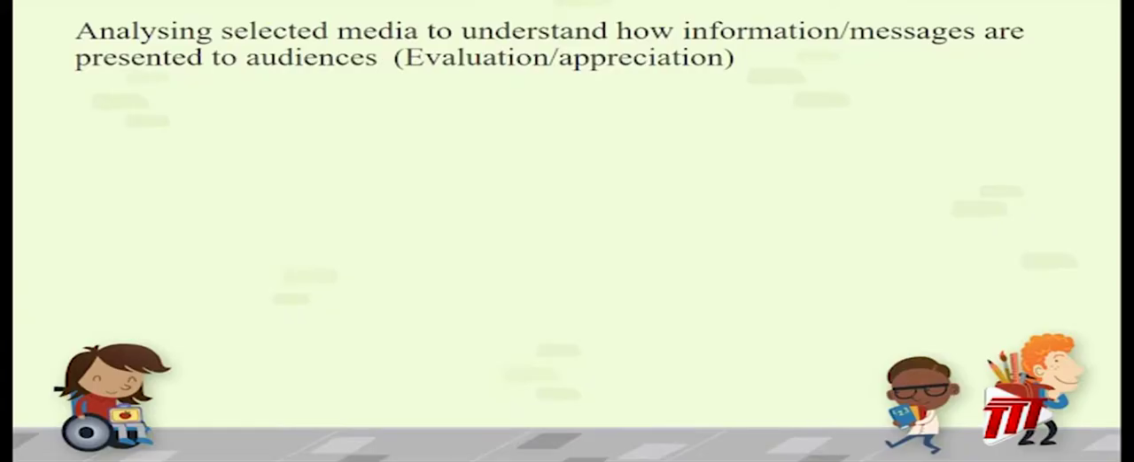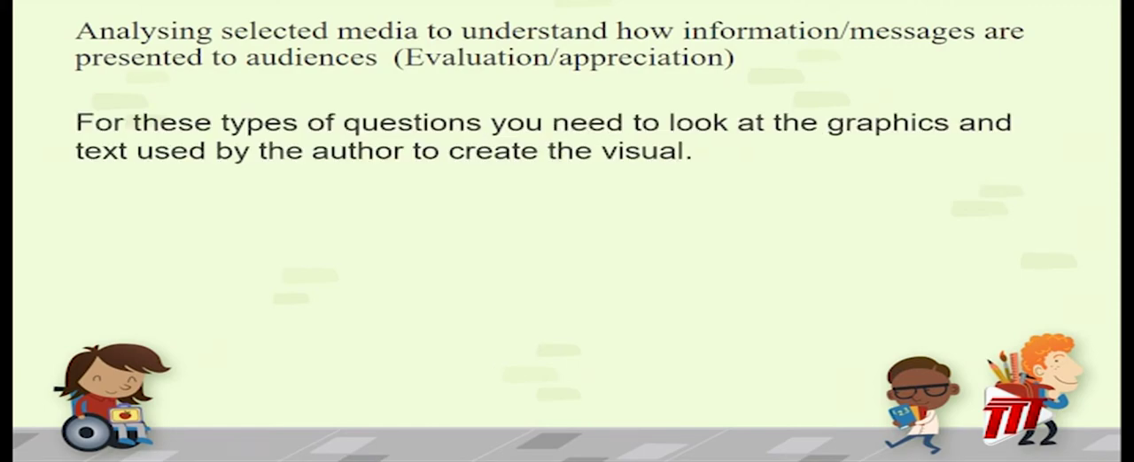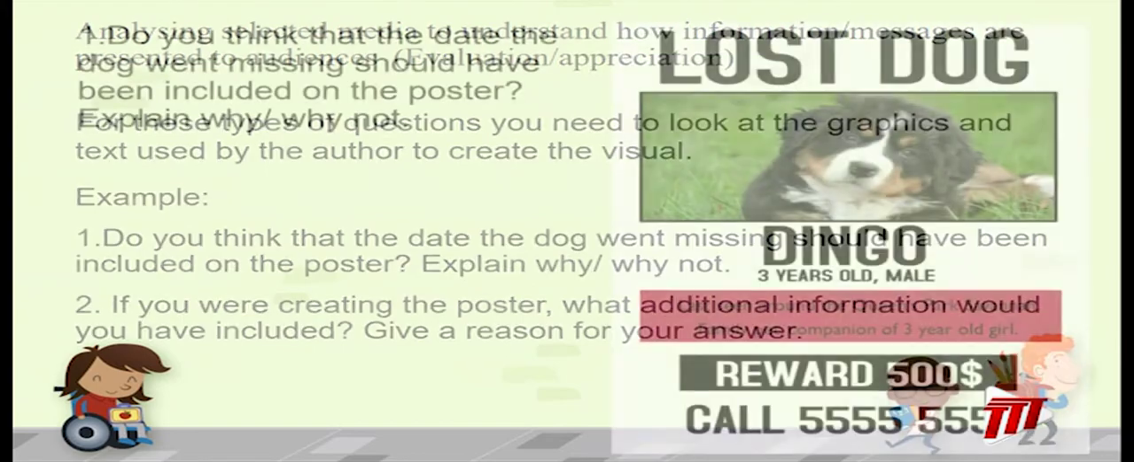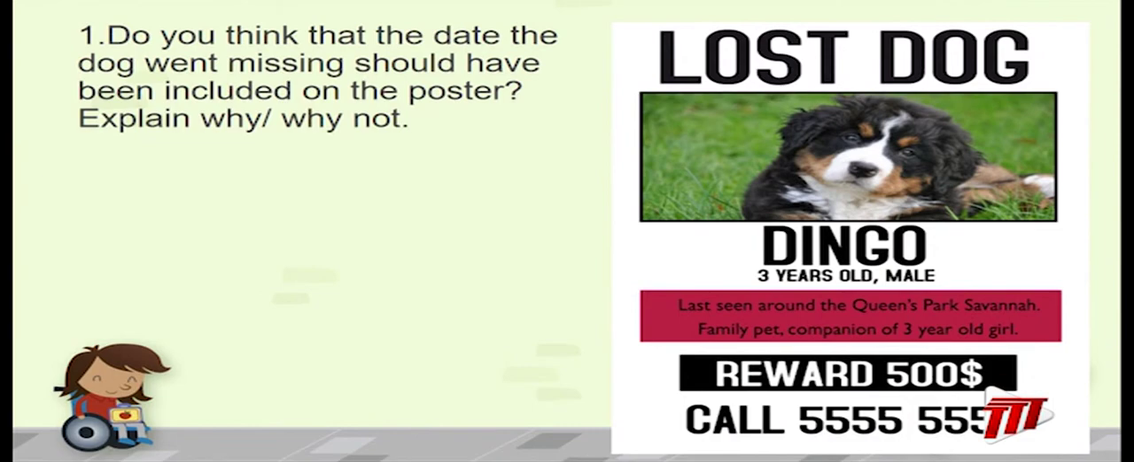Let's look at this objective: analyzing selected media to understand how information or messages are presented to audiences. These would fall under evaluation appreciation type questions. For these types of questions, you need to look at the graphics and text used by the author to create the visual. Examples would be: do you think that the date the dog went missing should have been included on the poster? Explain why or why not. If you were creating the poster, what additional information would you have included? Give a reason for your answer. Let's have a look at the questions together with the graphic.